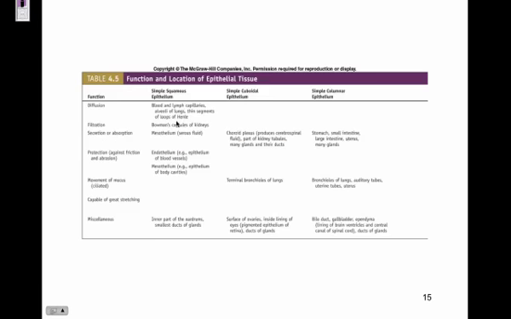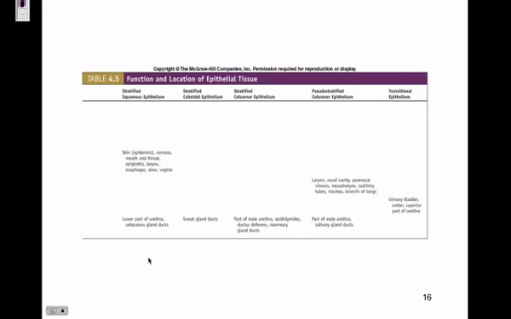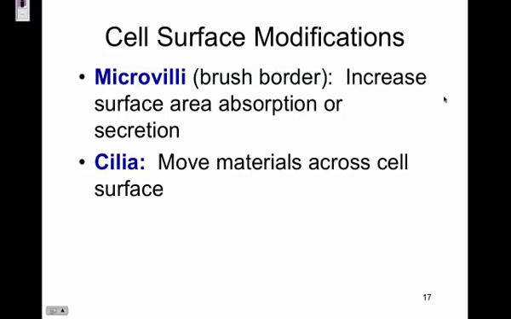This is a table just summarizing them. If it's from your book, you can look at that. So there's some cell surface modifications. We've already talked about most of these, where you have microvilli. They're called brush border, but those are at your small intestine. They increase the surface area for absorption or secretion. And then cilia move those materials across the cell surface, like in your respiratory tract, moving the mucus up the respiratory tract.